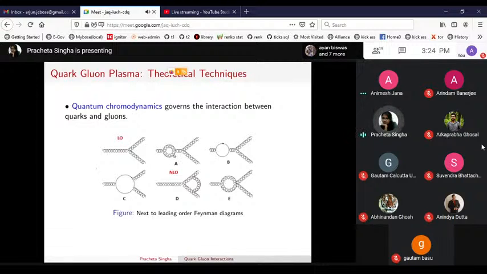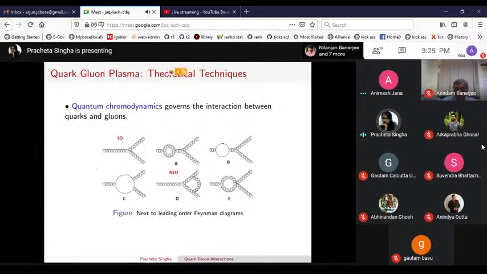Like here, we have only included next to leading order. We are calling it a leading order diagram, and here we have included next to leading order diagrams, where we can see the number of junctions has increased. That means we now have higher order coupling strength terms. Like this, we can also include next to next leading order diagrams, and so on and so forth.